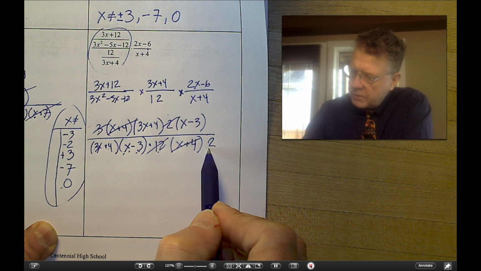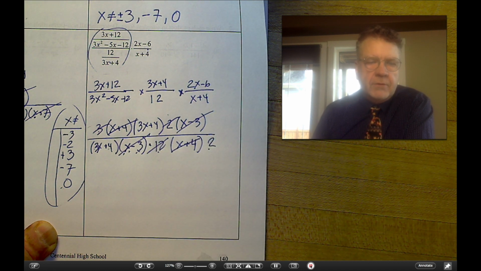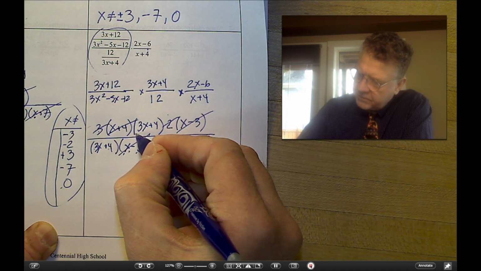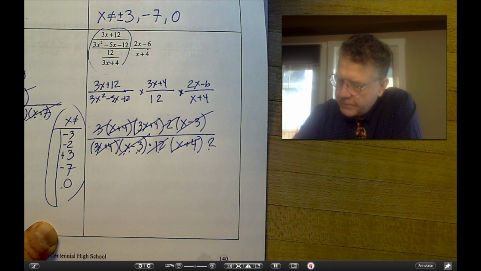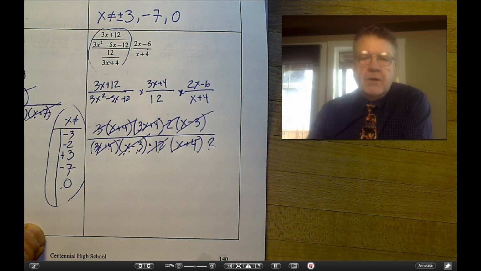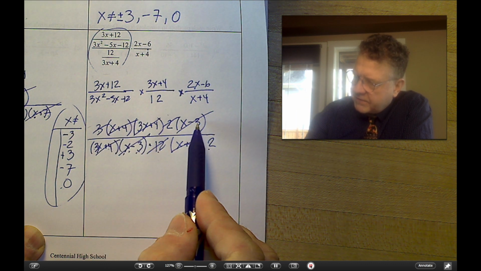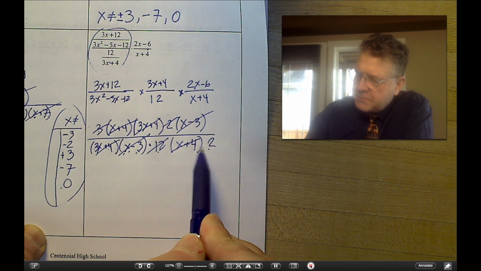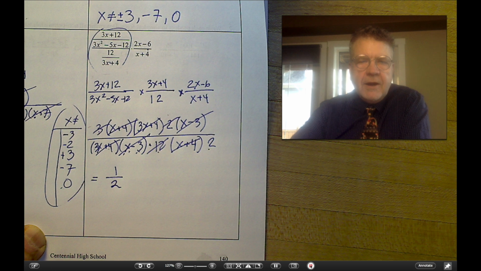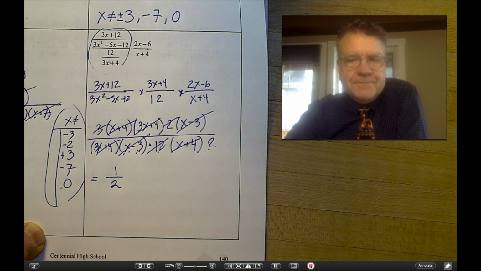There's a 2. Good. Here's a couple of x − 3's that I can divide out. And there is even a 3x + 4. Look, I can even divide that out. So I have been able to divide out every single variable term, which is kind of cool. Everything is divided out. I'm just left with that answer right there. So this whole mess right here equals a half.